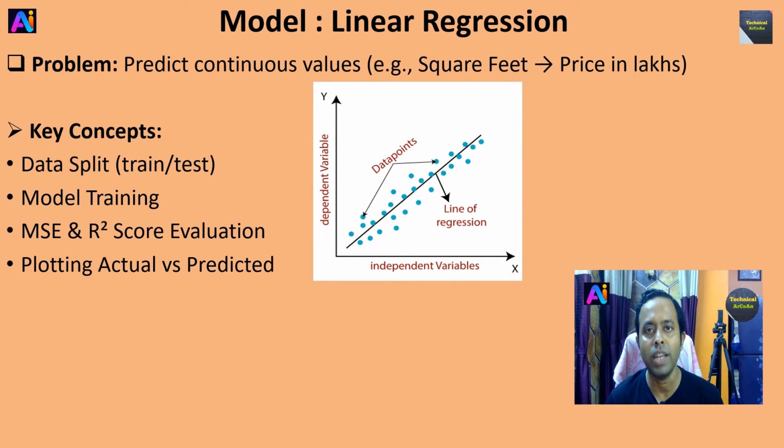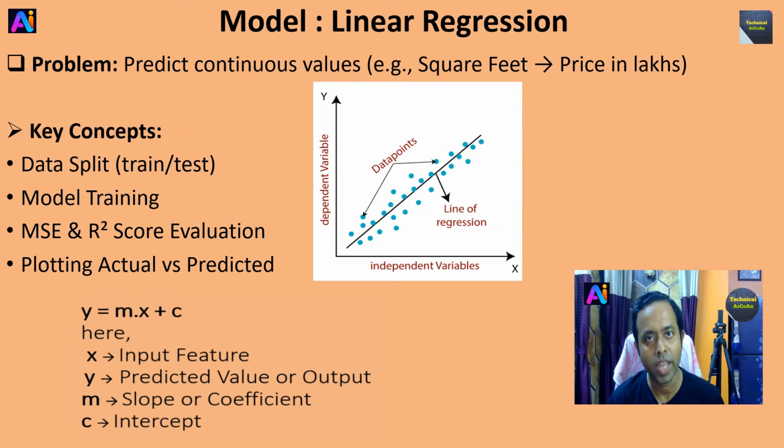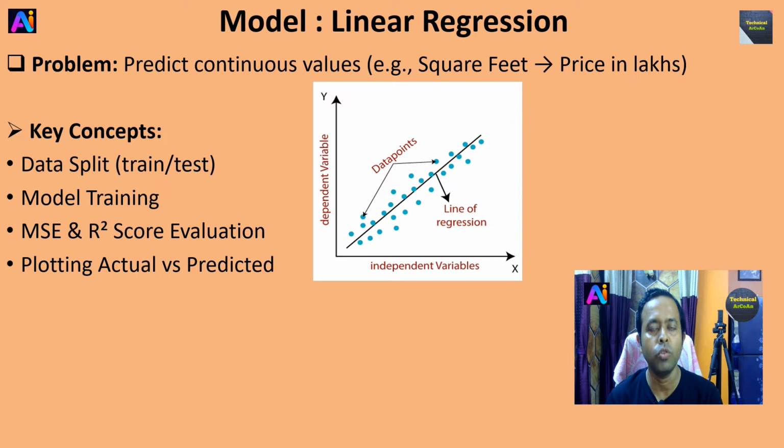The linear regression model is based on the equation of a straight line, where y equals m dot x plus c, where x is the input feature, y is the predicted value or output, m is the slope or the coefficient, and c is the intercept, right? Linear regression is used for predicting continuous numerical values. It is a type of supervised learning where datasets are labeled.